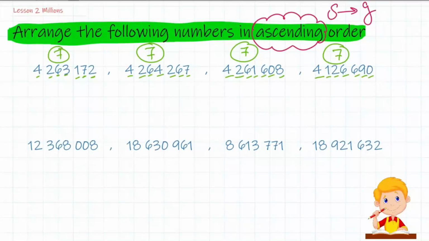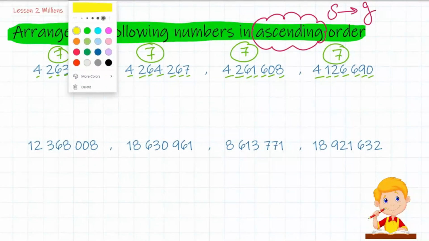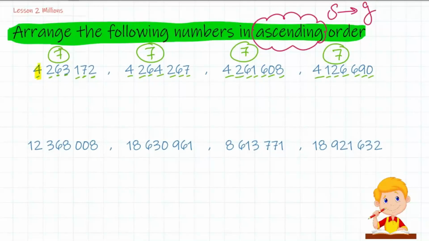So the next step, you have to compare the digits starting from the left of each number. We have 4, 4, 4, the same digit in each number. Let's move to the next place, which is 2 here, 2 here, 2 here, and 1 here.